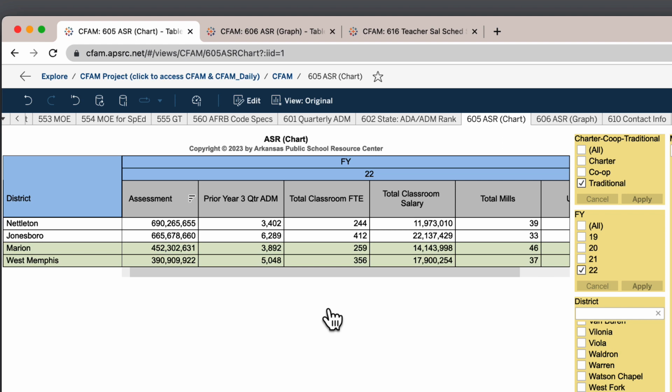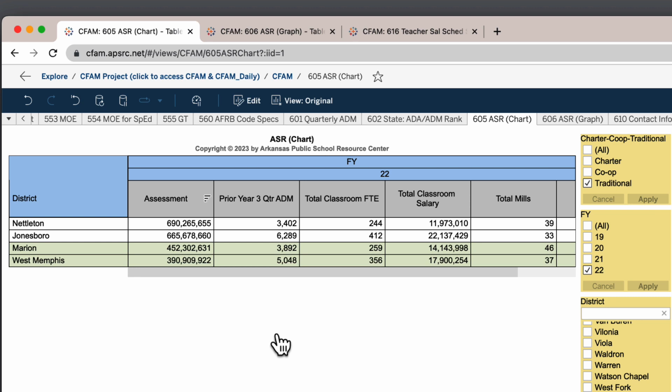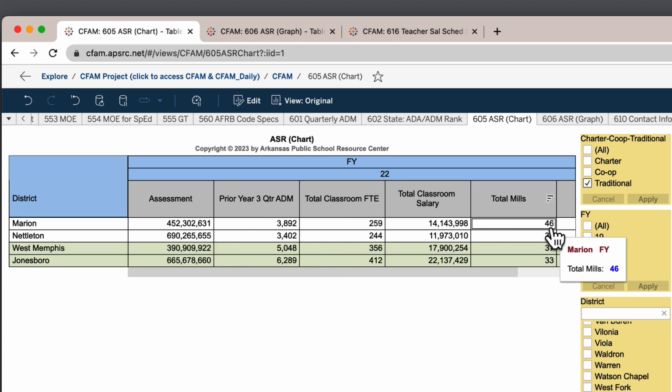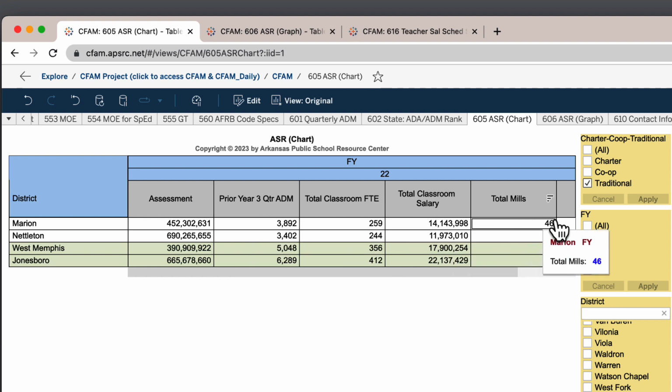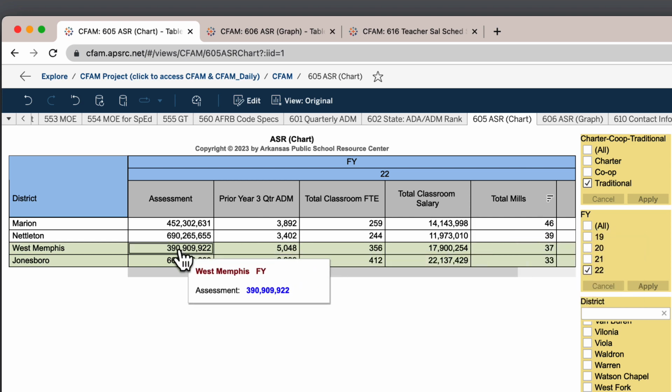When you're looking at your neighbors' data, which neighbors do you look at? Well, you look at the ones that you're competing with for teachers. The way I would analyze this is I sort by assessment. So that's the greater value, but how many meals do they have? Well, if you sort by meals, Marion has the highest number of meals, and they have an assessment of 452. Well, West Memphis, in comparison to Marion, because they're close to each other, they have 37 meals, so 9 fewer meals, and their value for each meal is about $62,000 less.